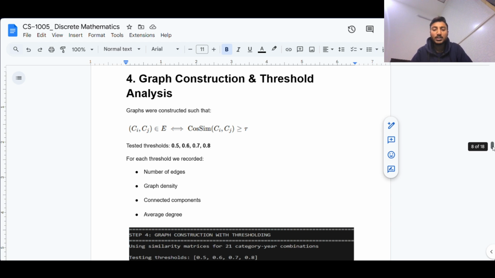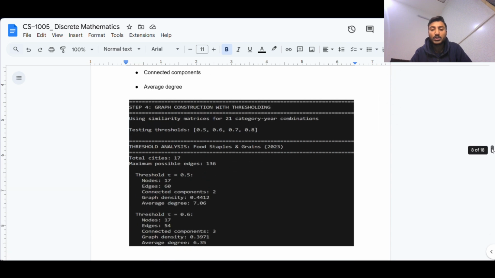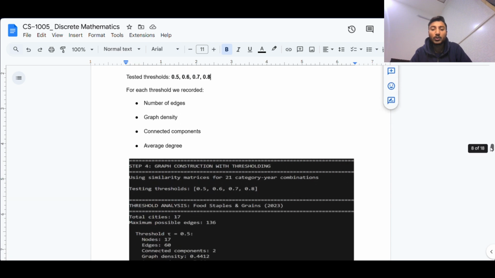To turn these similarity values into a network, we selected a threshold. If similarity is greater than or equal to that threshold, we create an edge between the two cities. After experimenting with several values, we used 0.6 as the threshold, which gives a clear structure without overcrowding the graph.